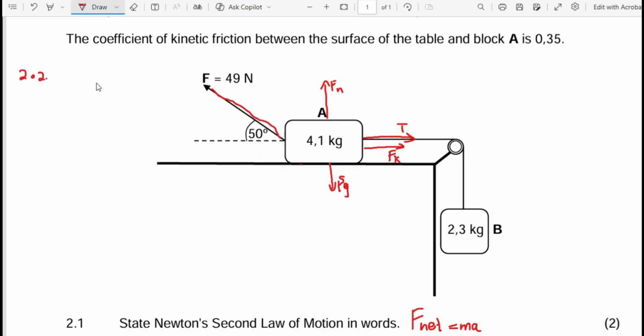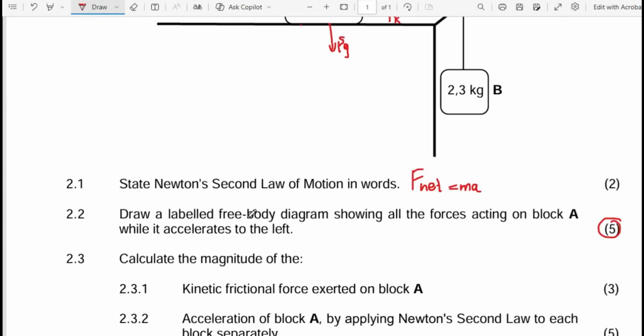So if I draw my free body diagram, it will look like this. The tension force, and then we have the Fk, and then we have the Fg pointing down, which is the weight. Then we have a normal force going up, that's my Fn. And the last one is the F applied. Please make sure that you get that right. That's it. You'll definitely collect all the marks.